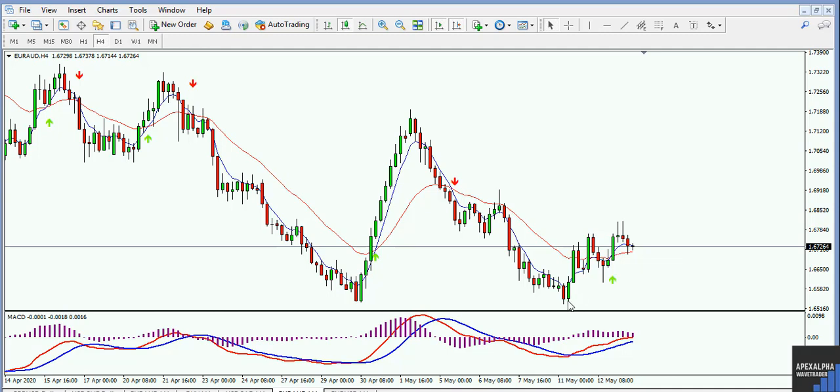So now we have a valid wave bottom situation. If you wanted to go into this trade and take it to the upside, you will wait for another opportunity to go long here.